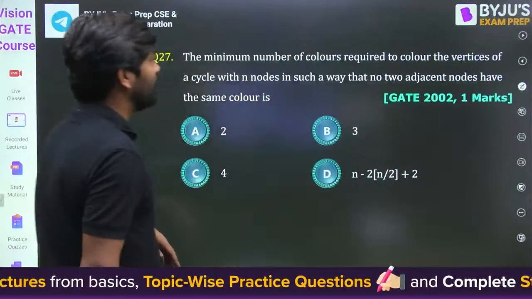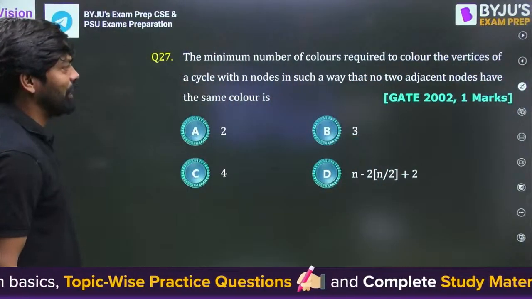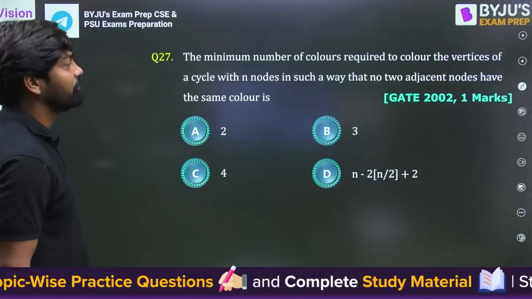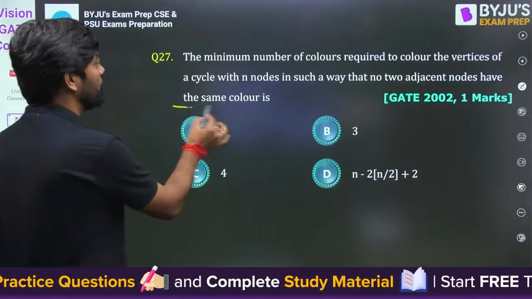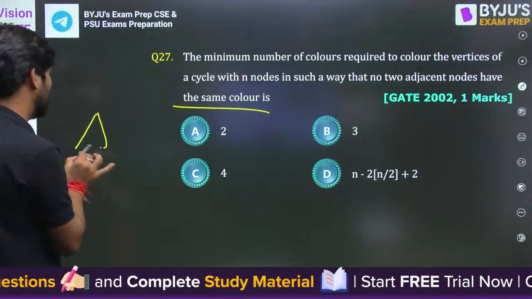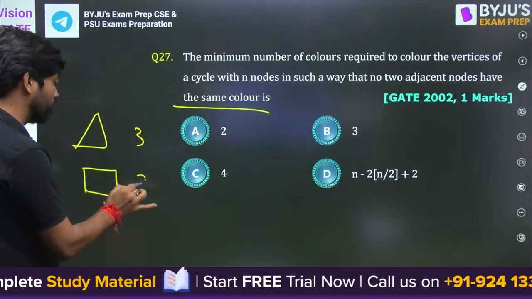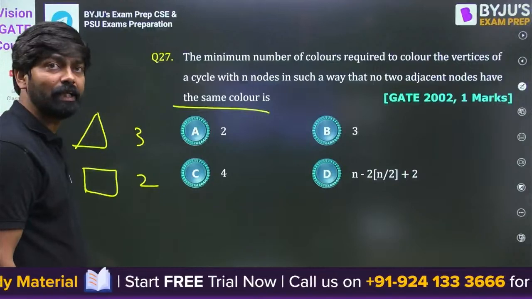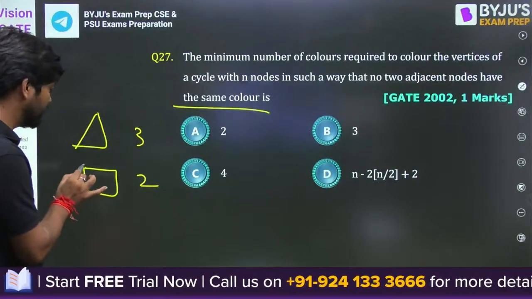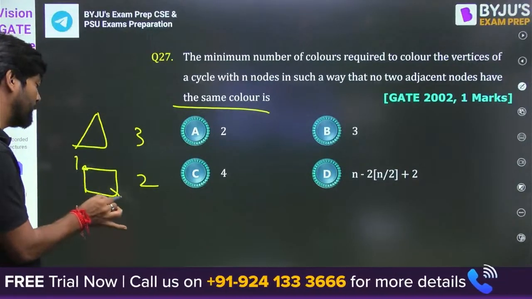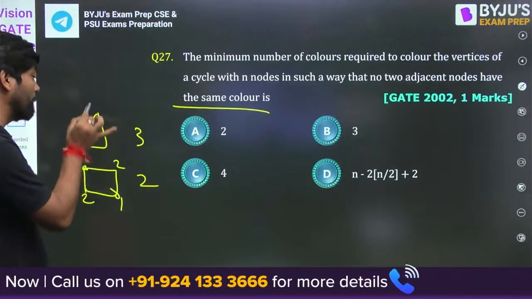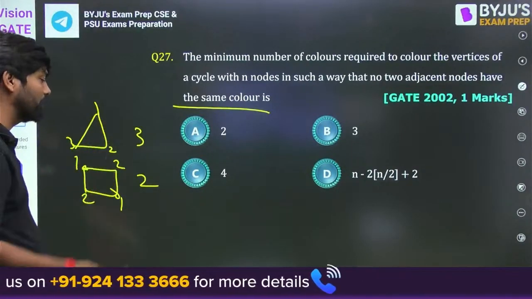The minimum number of colors required to color the vertices of a cycle with n nodes such that no two adjacent nodes have the same color. In a cycle, if it is an odd cycle, you need 3 colors. If it is an even cycle, you need 2 colors, because alternate nodes are not adjacent, so you can color with 1 and with 2. So minimum 2 colors, but in an odd cycle all are adjacent, so 3 colors are required.